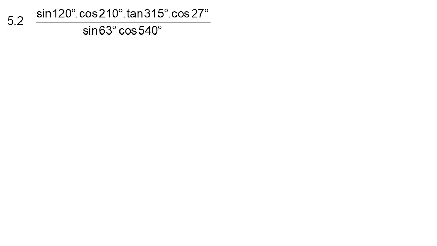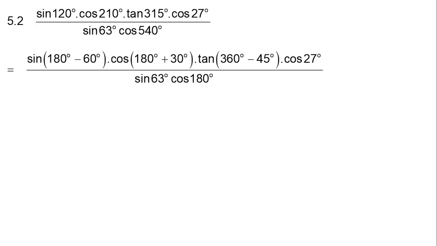So when you are faced with these types of questions, you need to think about reduction, think about co-ratios, think about negative angles, and think about angles greater than 360 degrees. So 120 is on the second quadrant, so we write that as 180 minus. 210 is third quadrant, it's 180 plus. Tan 315 is fourth quadrant, so that's 360 minus. And 27 is already an angle on the first quadrant, as well as 63.